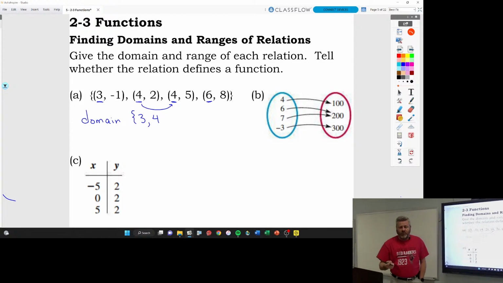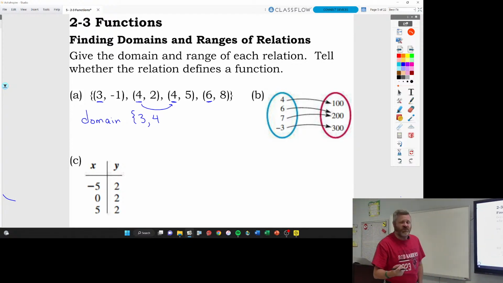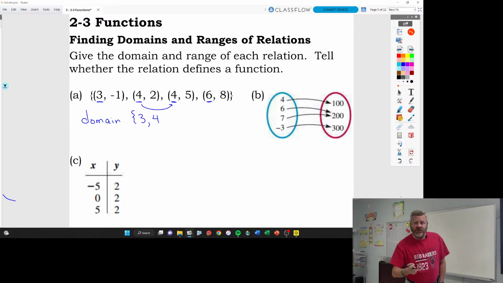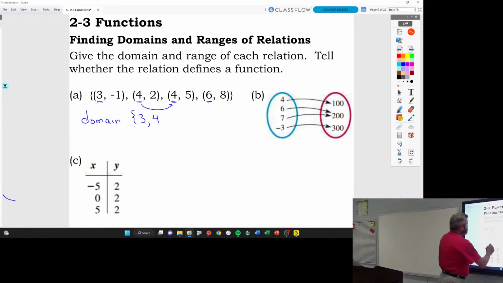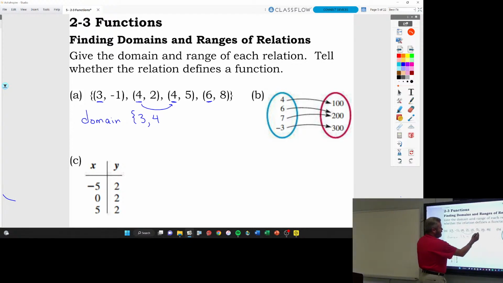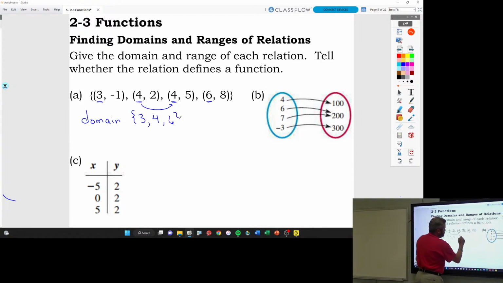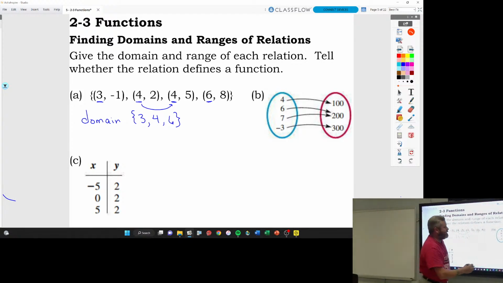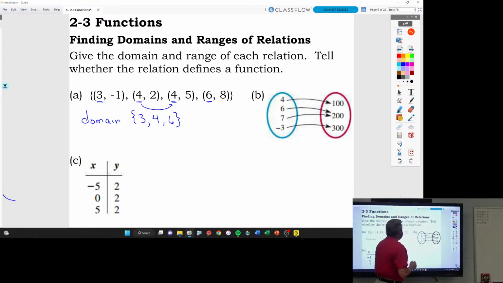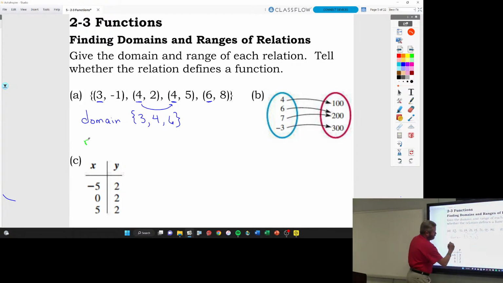Now notice that the 4 is repeated twice in my relation here. If I tell you once that 4 is a part of the domain, I don't have to tell you again. And in fact, if you tell me more than once, then that's not quite right. So when you're telling me a domain or a range, each number is only listed one time. So there's 3, then 4. My next smallest x value is 6. And those 3 numbers right there, that is the entire domain. Now let's look at the range.